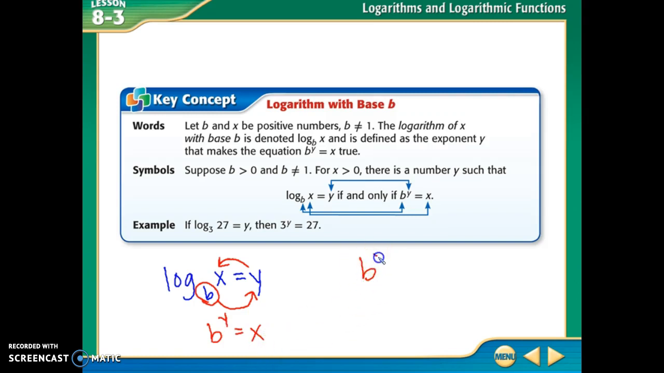And likewise, to get from exponential back into logarithmic form, I'm going to go around the world again. Again, start with my base, go around the world, and come back. So I have log base b of x equals y. So we're just going around the world.